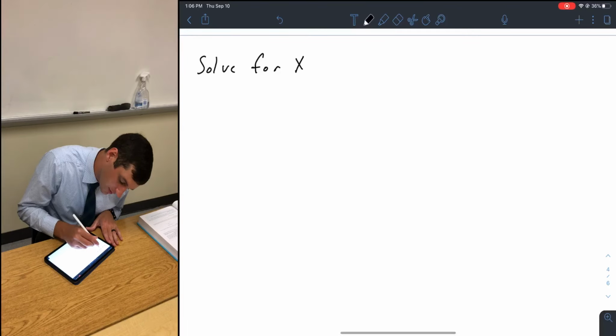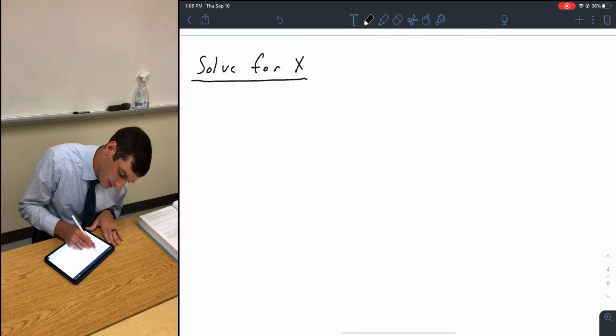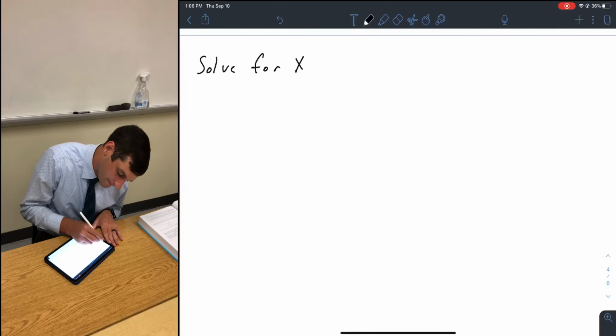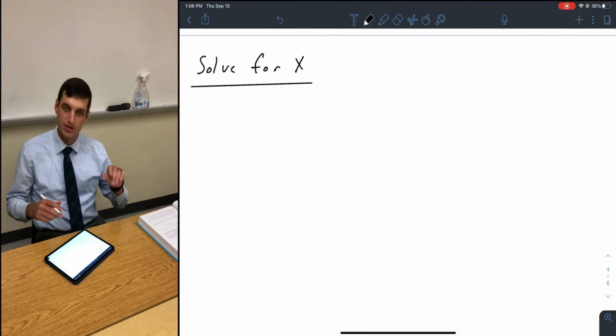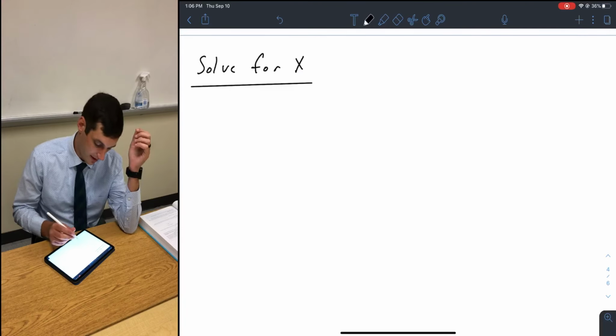Solve for x. This is for everybody, and there's going to be a spot that you can put in your answer on Google Classroom. So whenever you make it to there, you can type it in there.